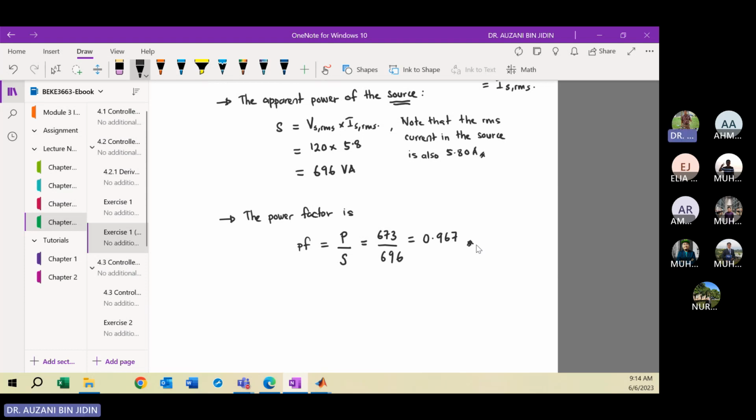So what is the purpose of calculating the power factor? Can someone give the reason we calculate power factor? What is the purpose we calculate the PF, power factor? Okay, please find the answer. Give me the answer next class.